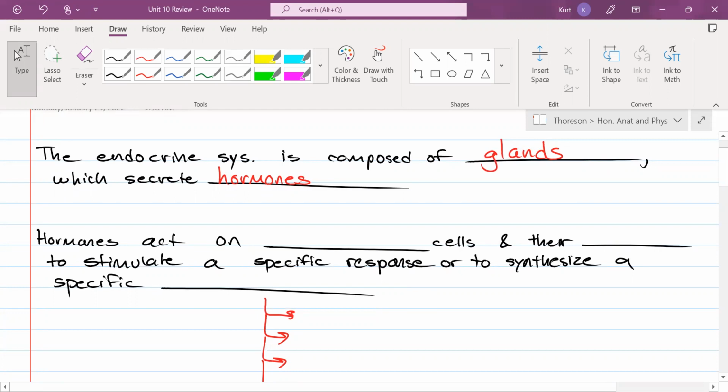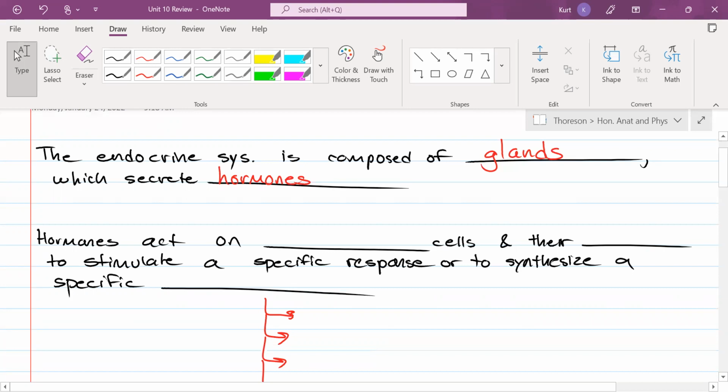Carson, hormones act on blank cells, and they're blank to stimulate a specific response or to synthesize a specific blank. Can you tell me what the first blank? What do hormones act on? What do they go after? If your pituitary gland secreted a hormone, what will respond to that hormone? Go ahead, Nolan.